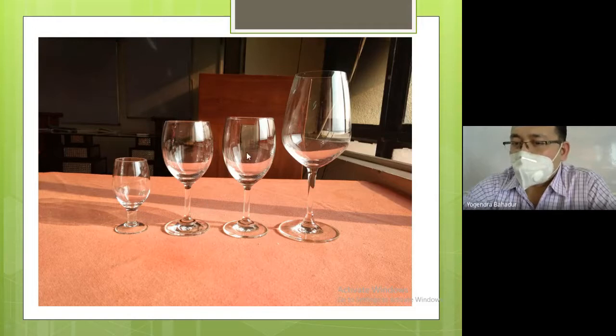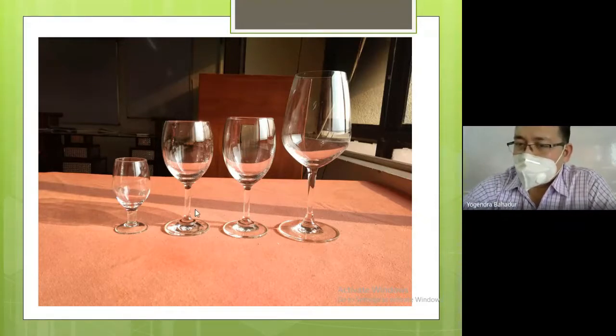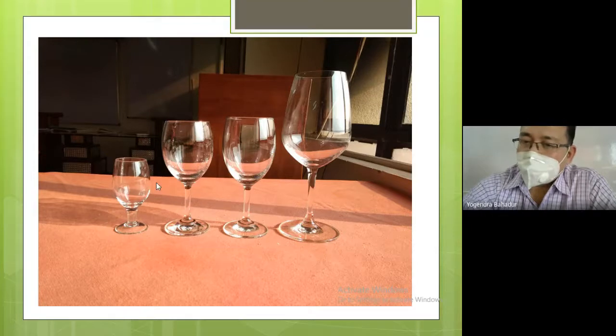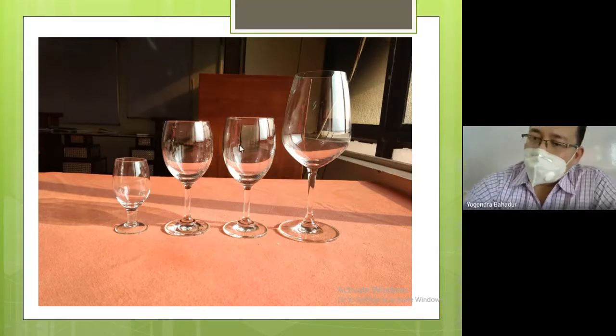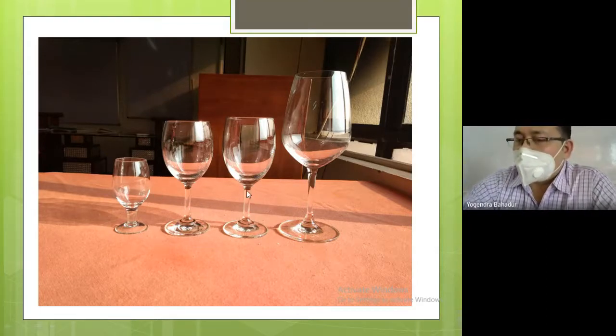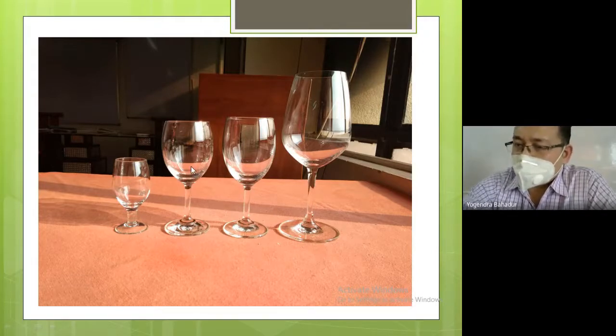So that's why, if we talk about the difference between the red wine glass and the white wine glass, I'm talking about the 2nd glass and the 3rd glass from the left hand side, the basic difference is that the white wine glass has a slightly longer stem compared to the shorter stem of the red wine glass.